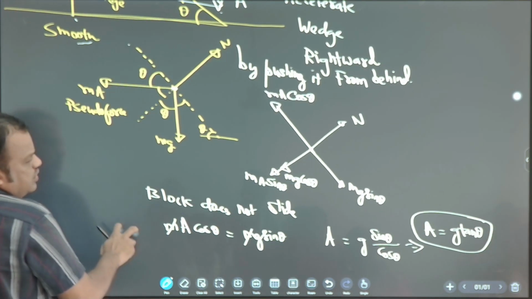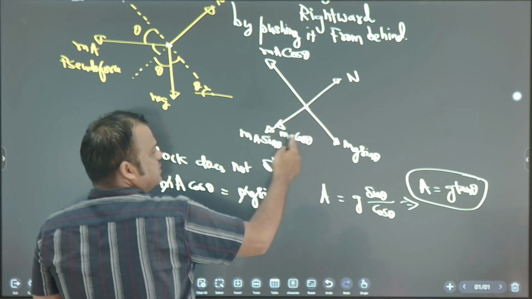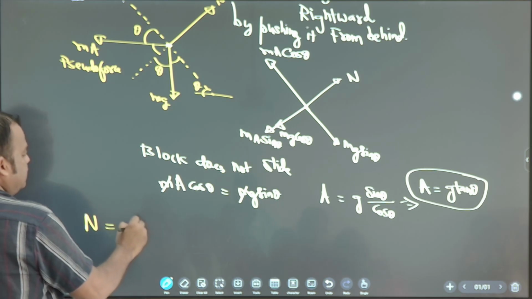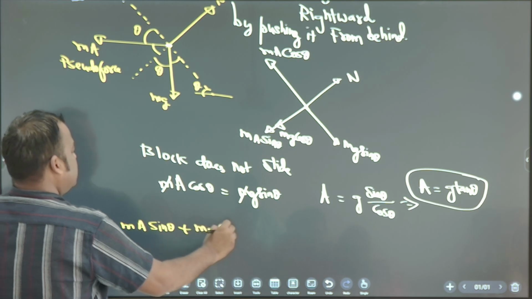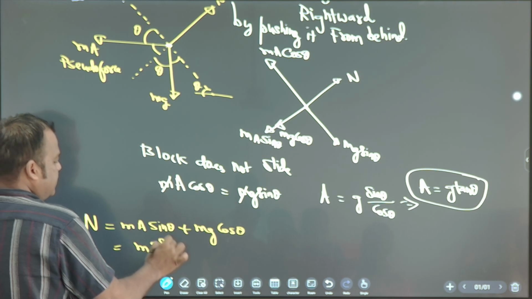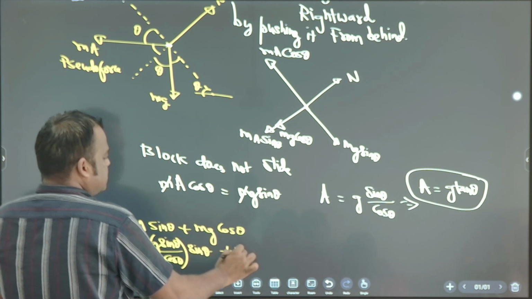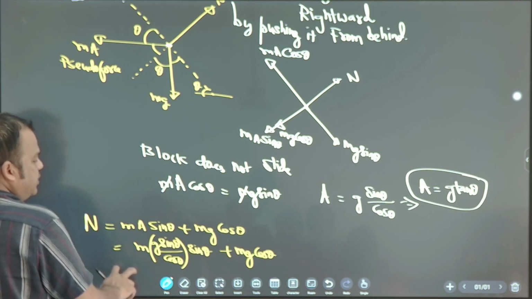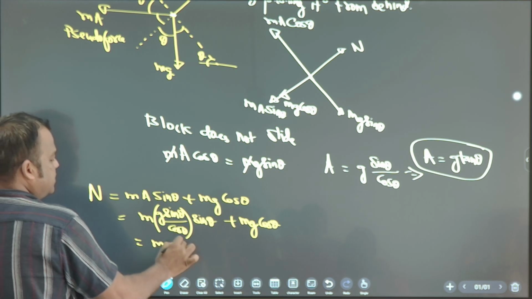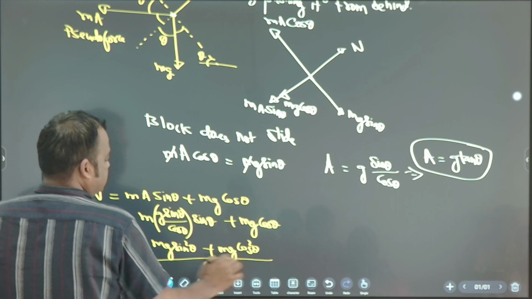Now calculate the normal force. What is the value of the normal force? This plus this. Normal force is equal to ma sin theta plus mg cos theta. The value of a is g sin theta by cos theta, put it here. So mg sin theta by cos theta, this is a, and sin theta is also there, plus mg cos theta. Now this is sin square theta, and if you solve this, it will become cos square theta here. So this is mg sin square theta plus mg cos square theta, whole divided by cos theta, correct?